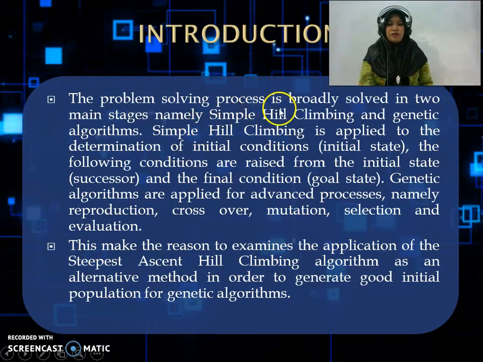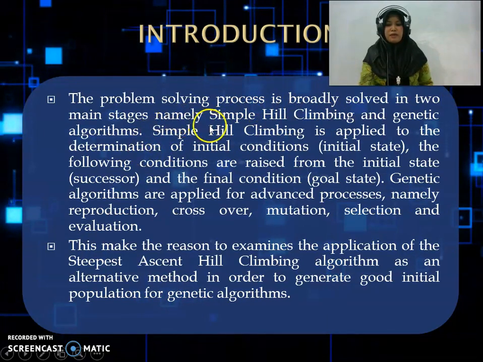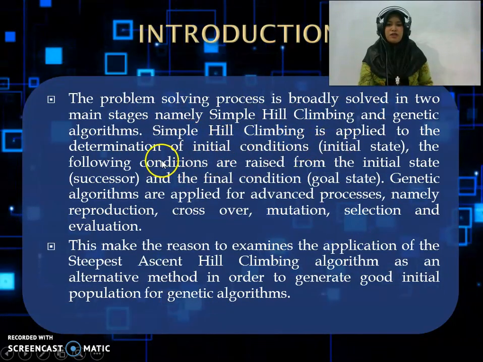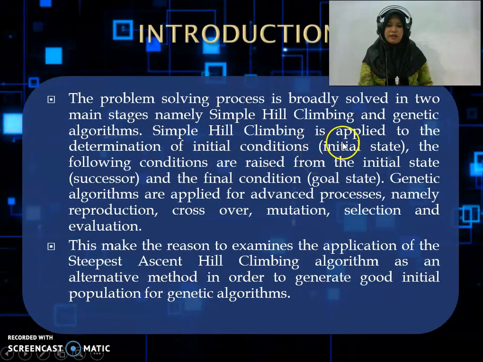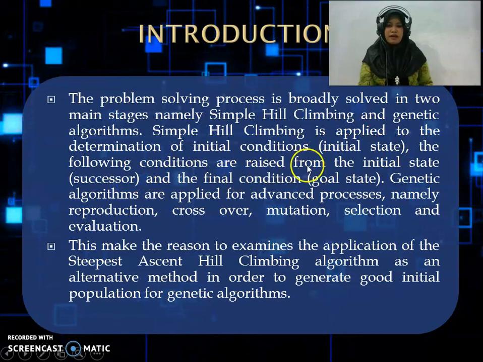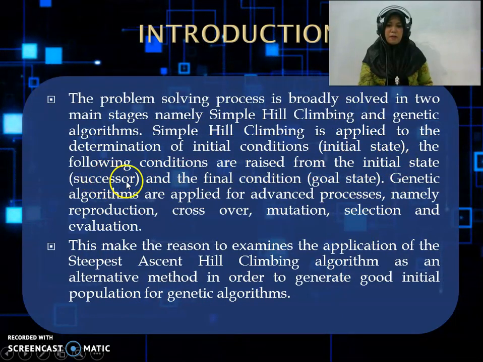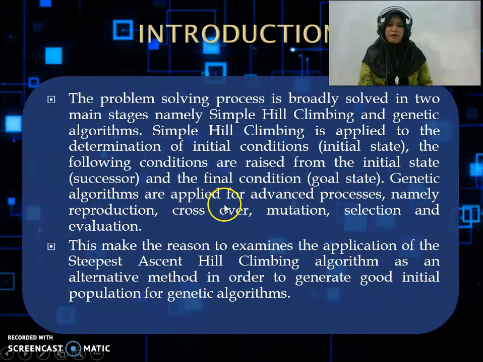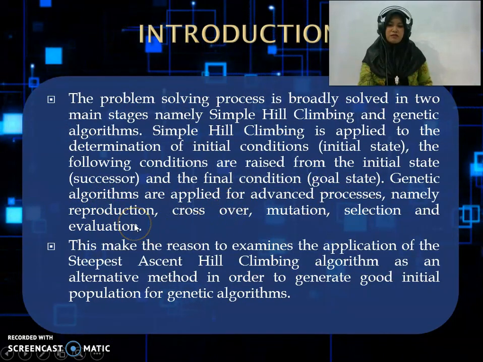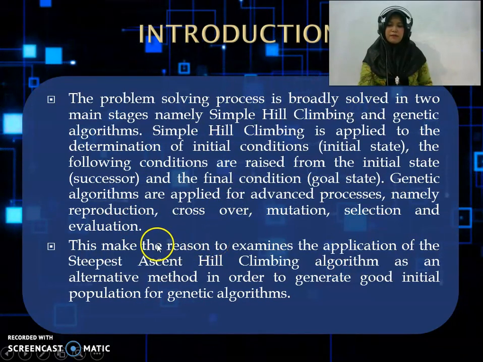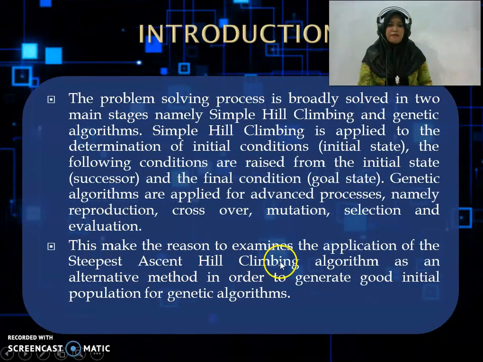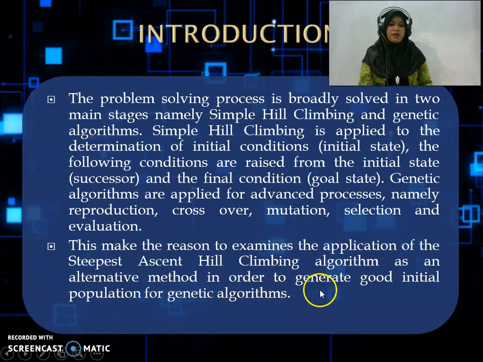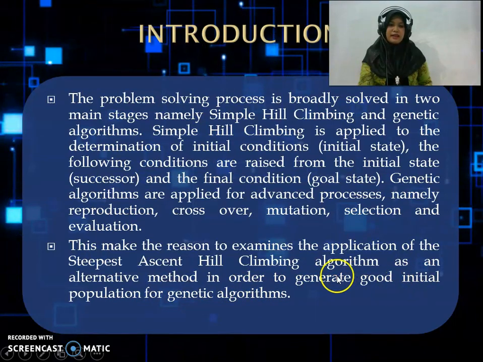The problem-solving process is broadly solved in two main stages, namely simple hill climbing and genetic algorithm. Simple hill climbing is applied to determination of the initial condition or initial state, the following conditions that arise from the initial state, which are successors, and the final condition or goal state. Genetic algorithms are applied for advanced processes, namely reproduction, crossover, mutation, selection, and evaluation. This is the reason to examine the application of the steepest ascent hill climbing algorithm as an alternative method in order to generate a good initial population for genetic algorithm.